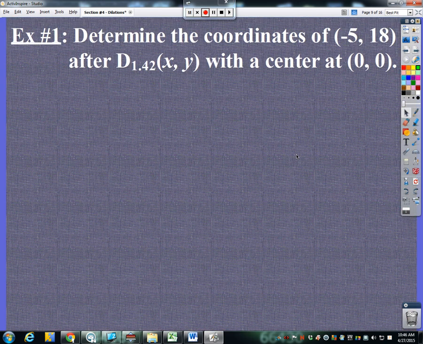So our first example. What if we had a point, -5, 18, and we wanted to determine where it ends up after a dilation with scale factor 1.42 with the center at 0, 0. Well, we don't have to graph this point because we're dealing with the center at 0, 0, so we can use the rule that k, our constant multiplicative factor, is 1.42. All we're going to do is multiply the -5 and the 18 by our constant multiplicative factor.